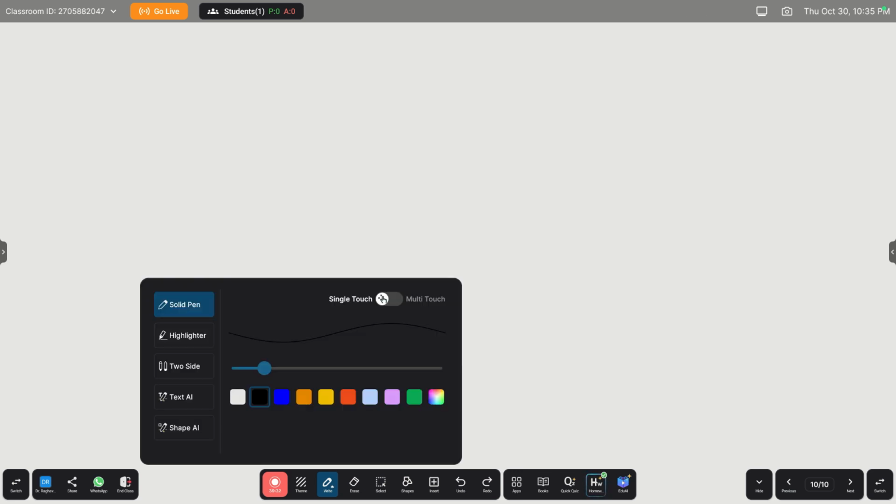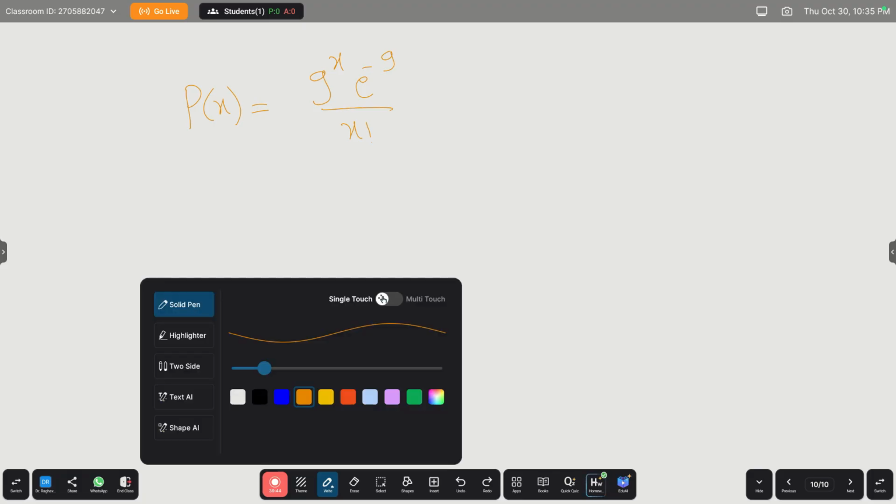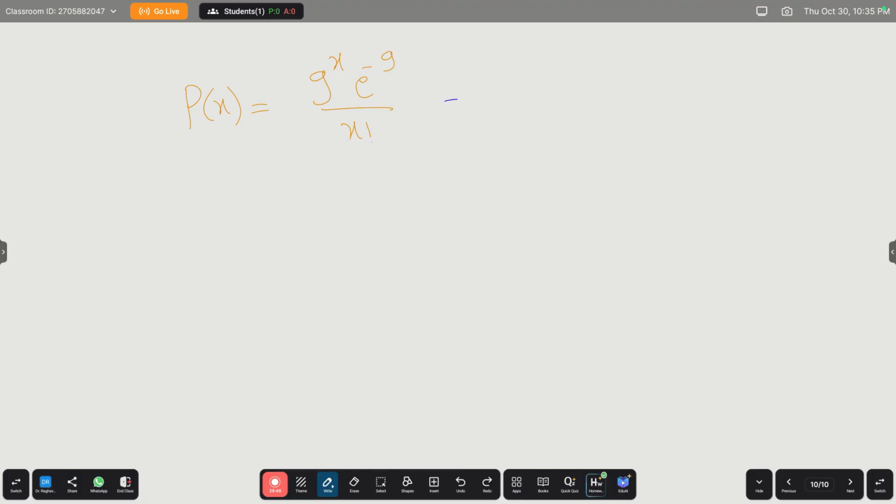So suppose I have this Poisson distribution, p of x is equal to 9 power x e power minus 9 divided by x factorial. Then we can directly take the mean as 9, variance as 9, and standard deviation will be square root of 9, which is 3.